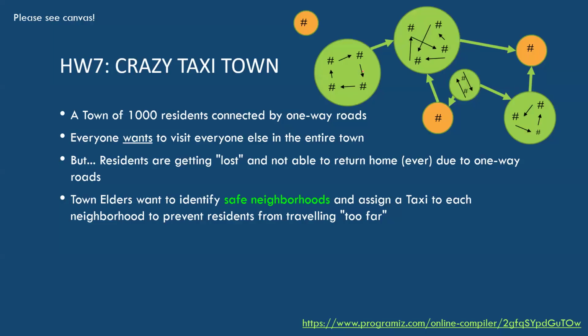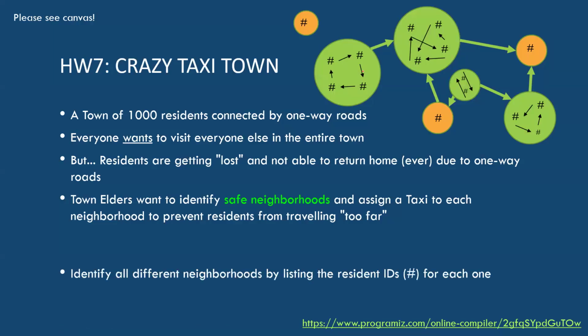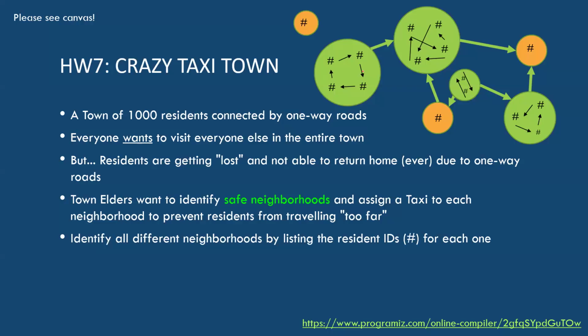So we want to find those neighborhoods, whatever they are, and then we also want to identify what are the houses that are connected, so the node numbers that are in those neighborhoods. Those two go together. If you find the neighborhoods, you kind of know who's in that neighborhood.